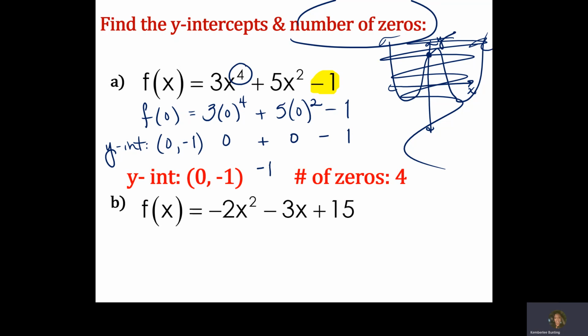It's 15. So how would I name that as an actual point? (0, 15). Now, if you want to, you can plug in 0 for x. Because remember, if I plug in 0 for x, that's going to be 0, leaving just 15. And I know the number of zeros. How many zeros are there? It's 2.